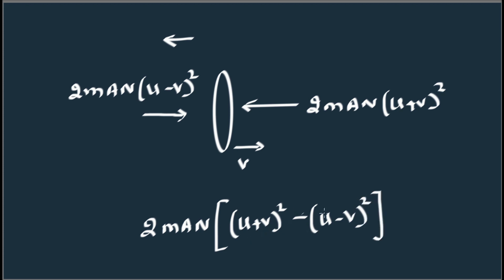U squared cancels, v squared cancels. You have 2uv here plus 2uv, that is 4uv multiplied by 2. The whole thing is 8m a n uv. This is the resisting force. Let's call it R. R is the resisting force, air friction in this problem. So we have answered the question.